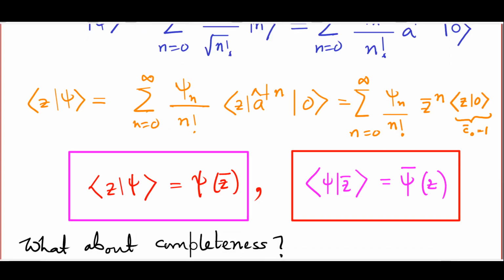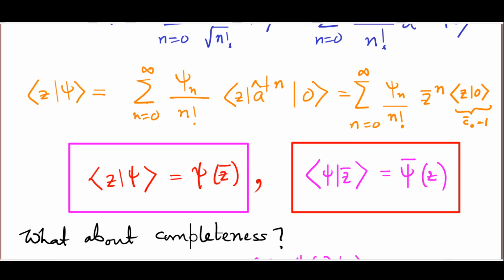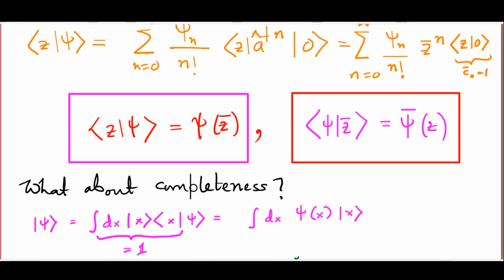So, a natural question to ask here would be, what is the issue with completeness as far as the coherent states are concerned? Just to remind you, what I said a while ago is this: any ket psi can be written down as an expansion in position eigenkets just by using this construct here, which is nothing but the identity operator written in terms of the completeness of position eigenkets.